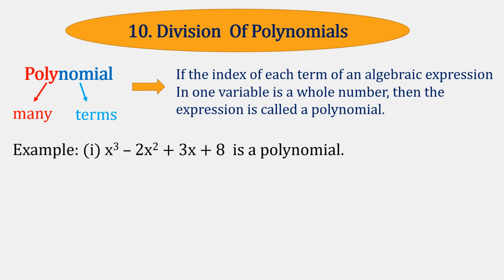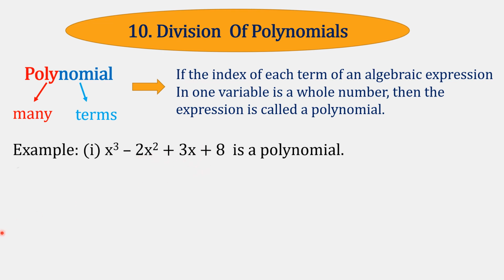Now students, in the definition of a polynomial, what is said is that the index of each term of an algebraic expression in one variable is a whole number. All these are with one variable x, x and x, so these are all one variable. Index means the power raised to the variable is known as the index. So if the index of each term is a whole number, then only we can say it is a polynomial. Here x raised to 3, it is a whole number 3. 2x square, so this x variable's index is a whole number, that is 2. Here 3x, here also the index is 1, which is not written, but it is 1, a whole number. So it is a polynomial.